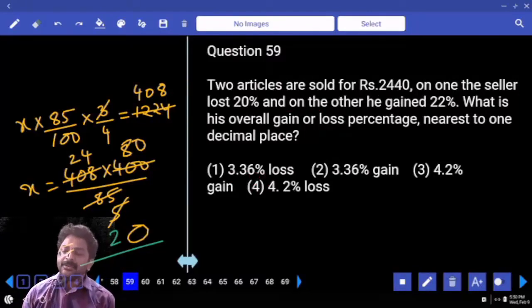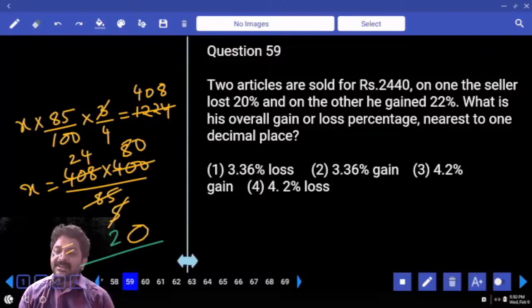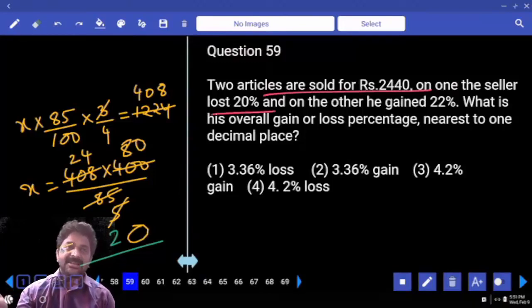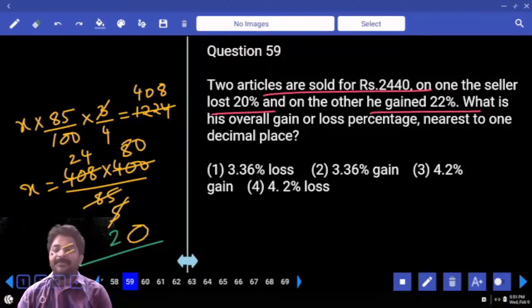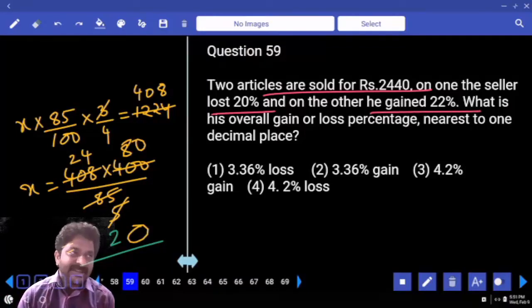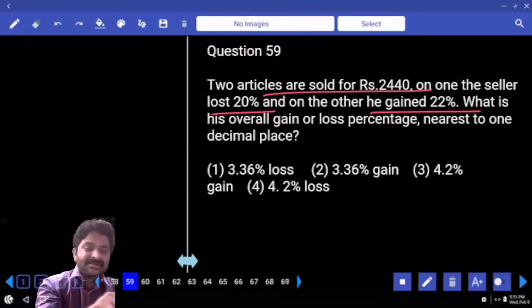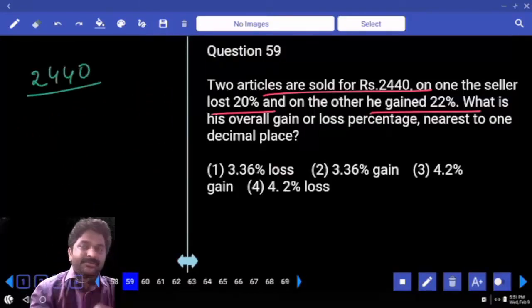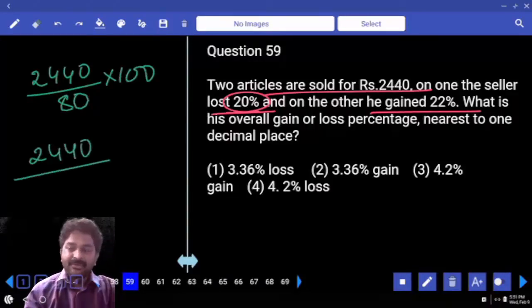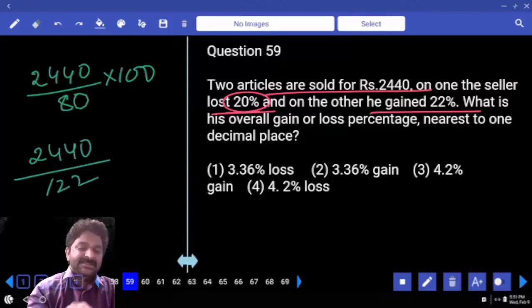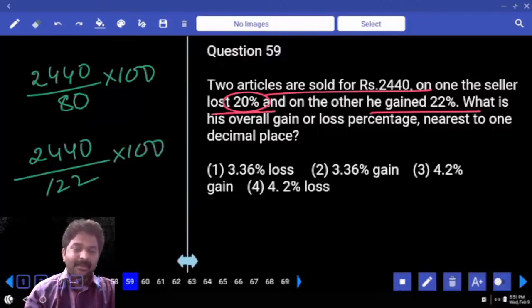Two articles are sold for 2440 each. On one, the seller lost 20%, on the other he gained 22%. Selling price is the same. So will this question take time or not? Yes, it takes time, because the cost price of the first item is 2440. There is a 20% loss. Selling price is 80%. This is 1% value. Cost price is equal to into 100. Next again 2440. Now 22% profit is made. Selling price is 122%. Into 100 will give you the cost price. Are you getting? You have to complete this.